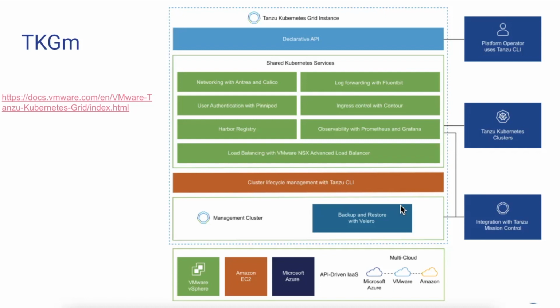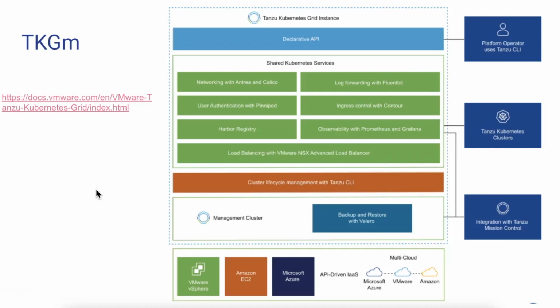TKGM also provides packages, as I was saying. Those packages are primarily there to deploy these shared services. For example, if you want to deploy Prometheus, Grafana, or Harbor Registry, you can utilize the packages provided by VMware and deploy them. Now, this we can also integrate with Tanzu Mission Control, and I would recommend doing that because integrating with Tanzu Mission Control helps you to get visibility across your Kubernetes clusters and eases the life of operators.